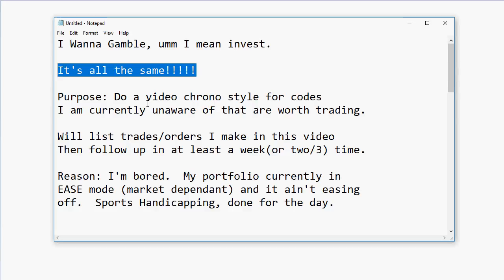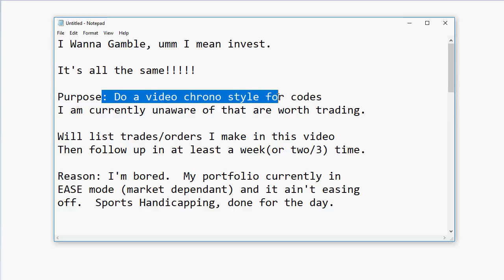on investment. So the purpose is to do a video in chronological style for coins, starting with the letter A. Ones I am currently unaware of at this point. See how many trades I can make and then follow this up in a week or two or three time. I mean, it might take me a week to even finish this up, going from A to Z.